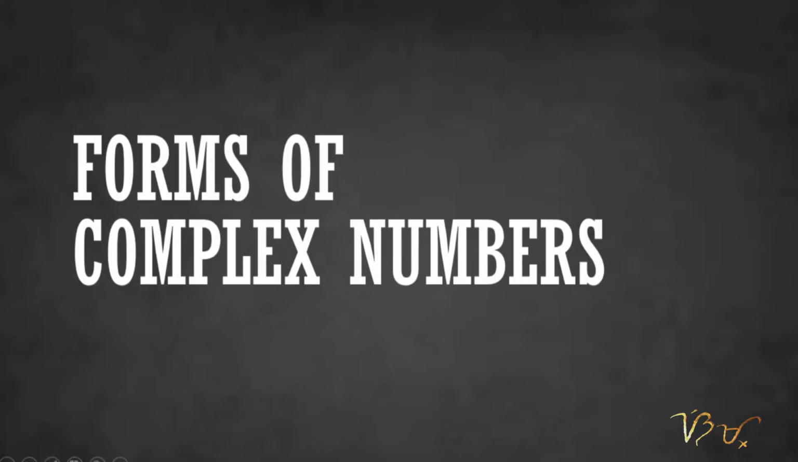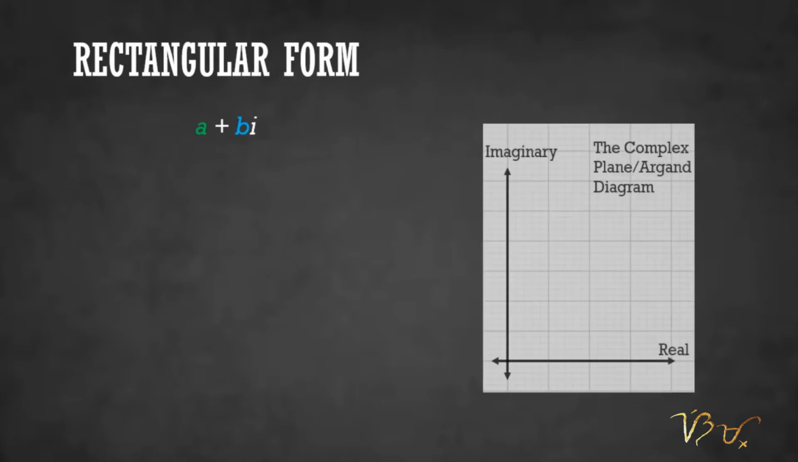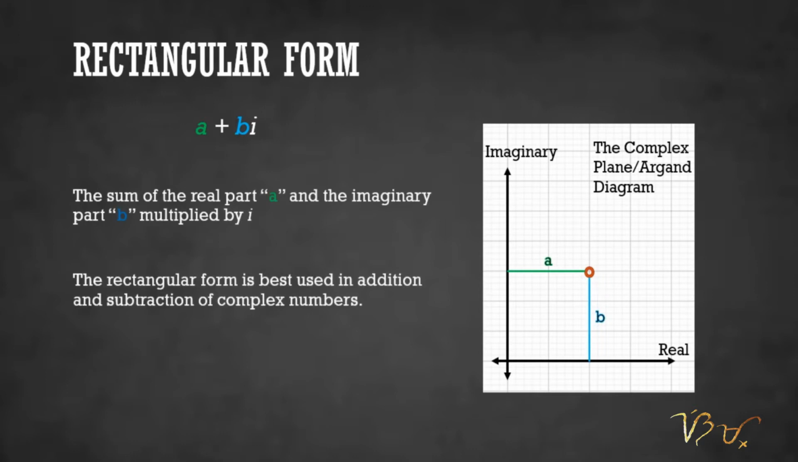Forms of complex numbers. Rectangular form. It follows a plus b times i. In the Argand diagram, a is the real part and b is the imaginary part. The rectangular form is best used in addition and subtraction of complex numbers.